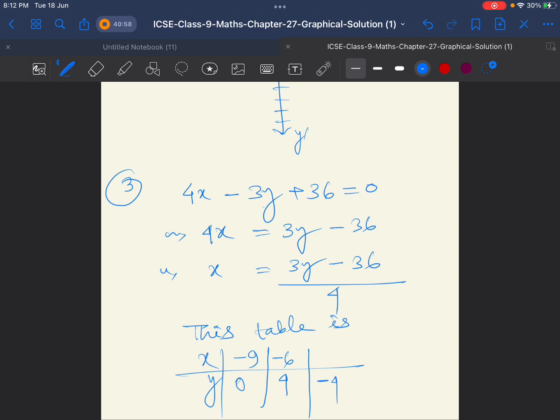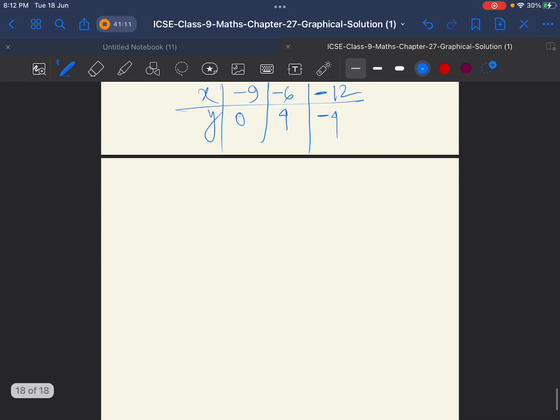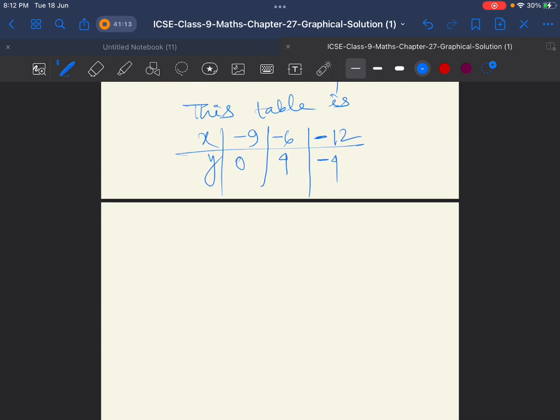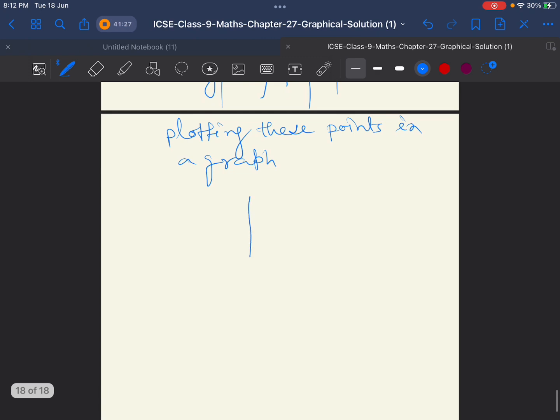Okay, so we put here minus 4. Okay, y minus 4, minus 12 minus 36 by 4. This will be minus 12. Okay, now we plot these points in a graph. Plotting these points in a graph. So we draw a graph first.